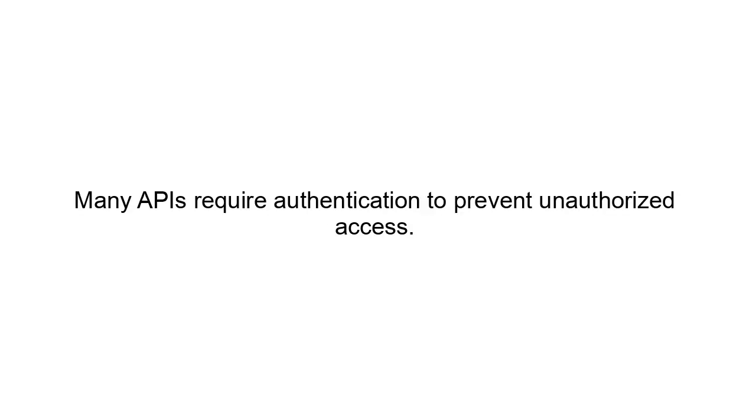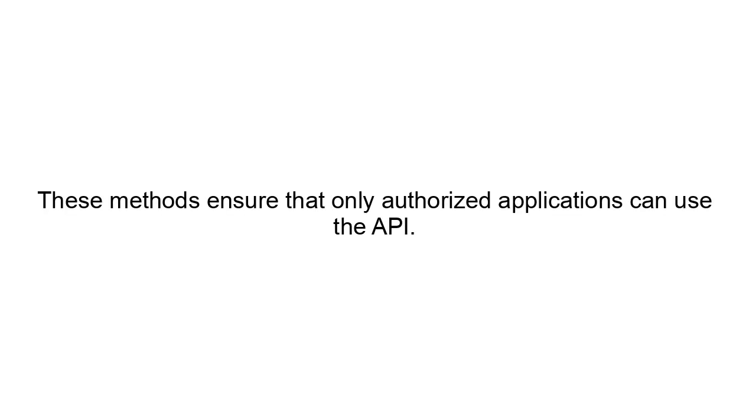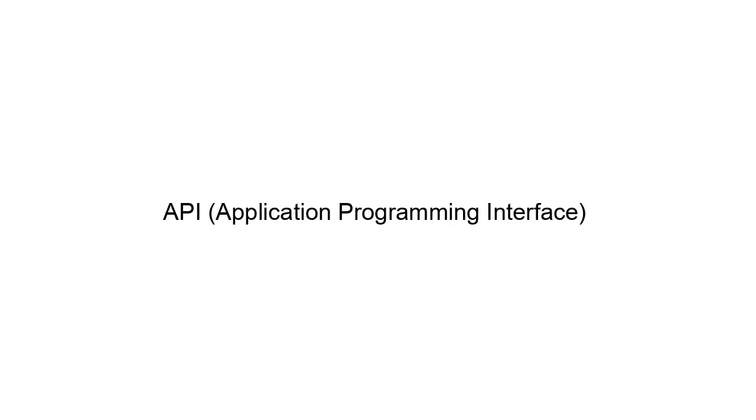API security. Many APIs require authentication to prevent unauthorized access. Common methods include API keys, OAuth tokens, JWT tokens. These methods ensure that only authorized applications can use the API.